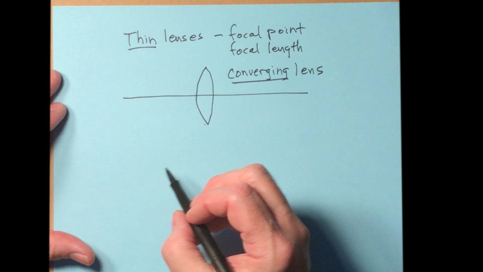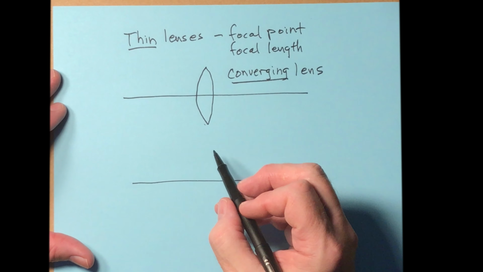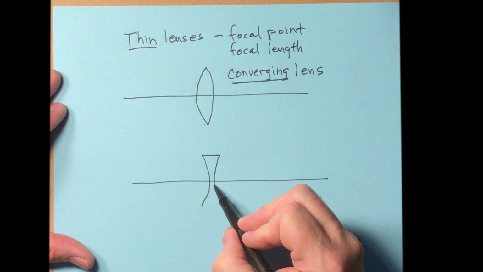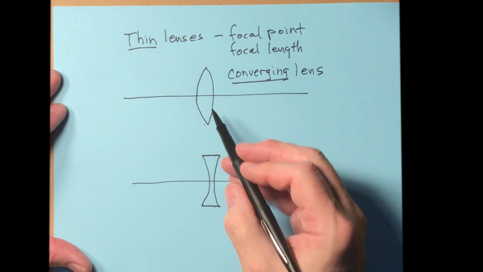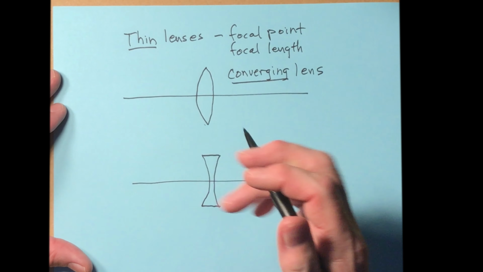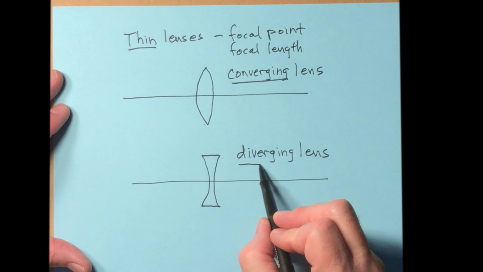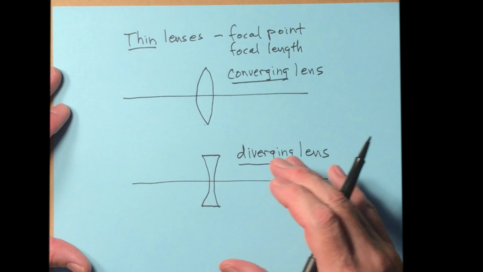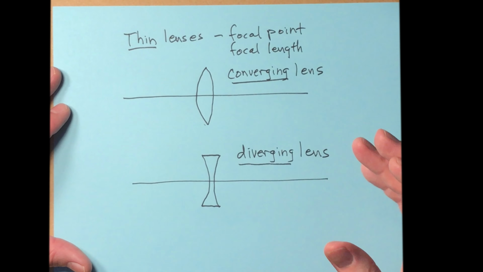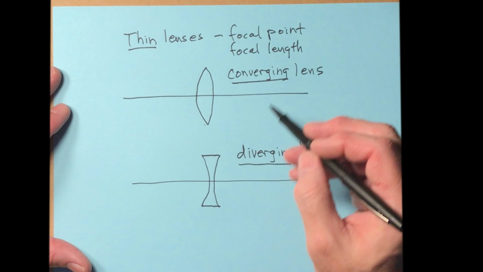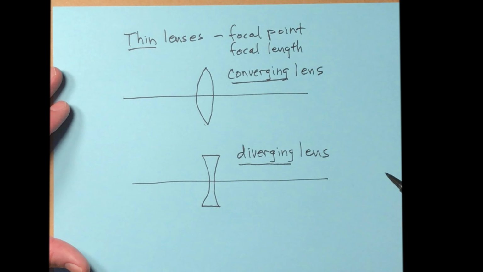But you can also have another type of lens called a diverging lens. And that might look like this, where the curvature is the opposite of this. We're looking at both of these from the side. Now, a diverging lens, the rays of light that come in on one side don't converge to a focus. Instead, they diverge. So this is a diverging lens, that's a converging lens, and you can tell the differences here.